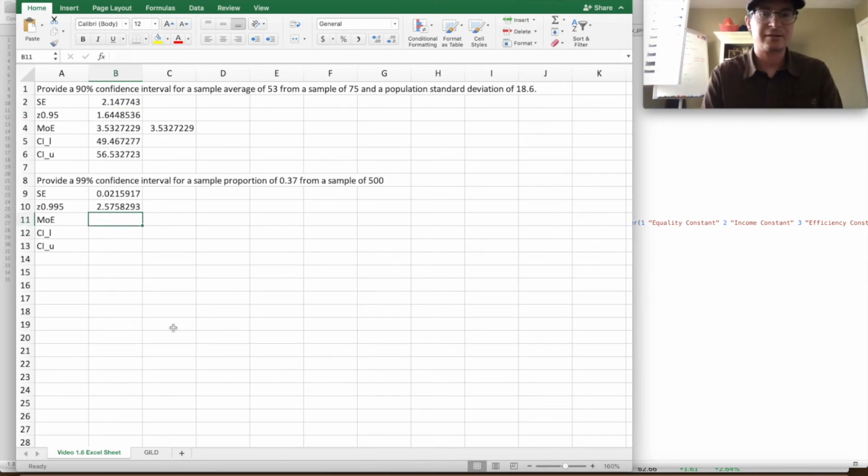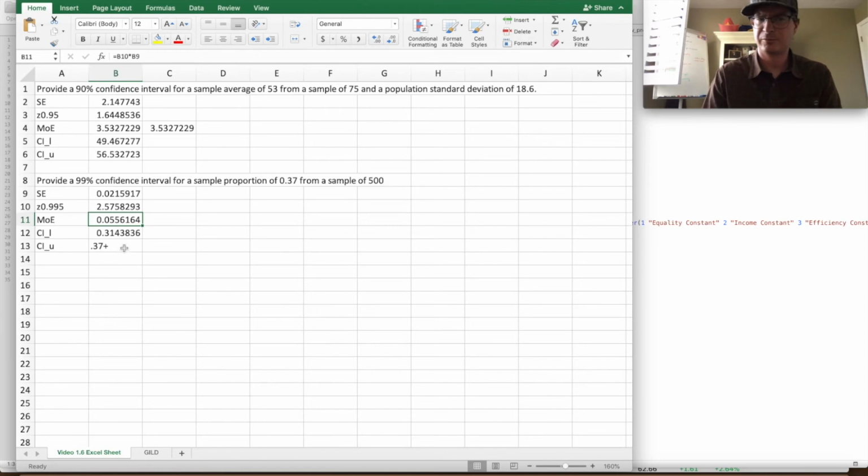So now we can do how many standard errors I have to go out, this number, times my particular standard error, that number we calculated. So it's much smaller, but now we're dealing with a proportion. Before we were dealing with bigger numbers, right? So CI low is 0.37 minus our margin of error. CI upper is 0.37 plus our margin of error.